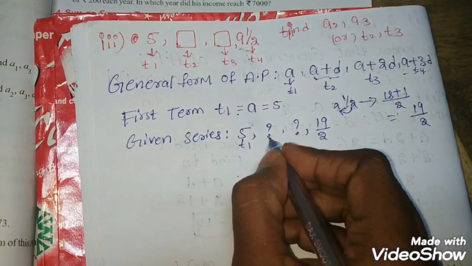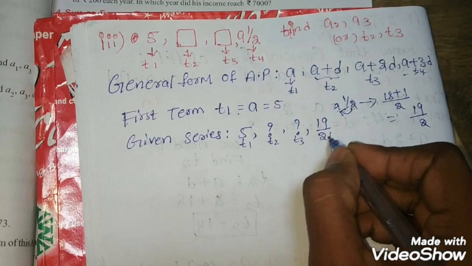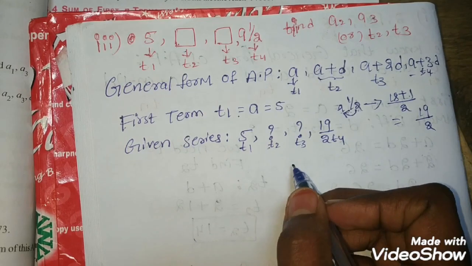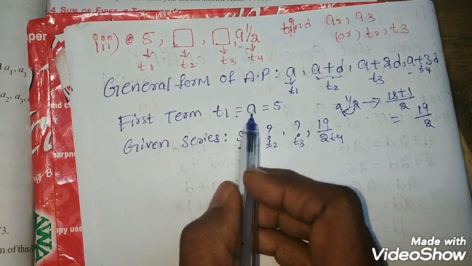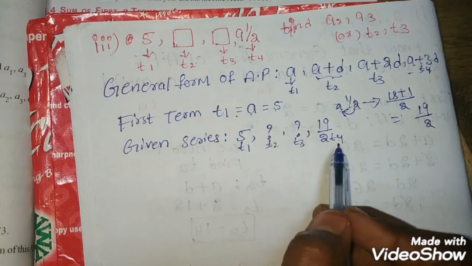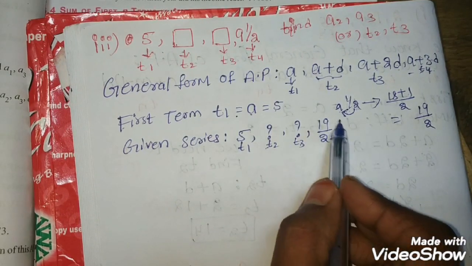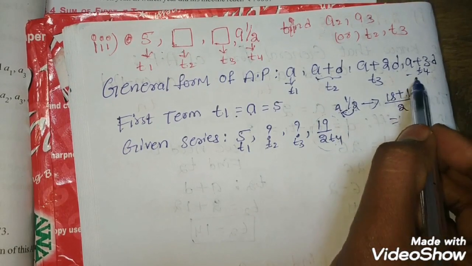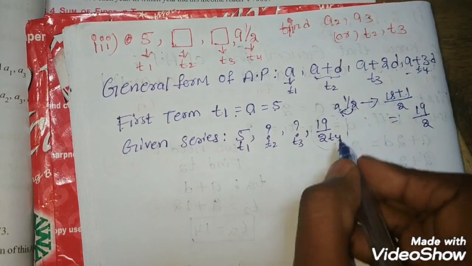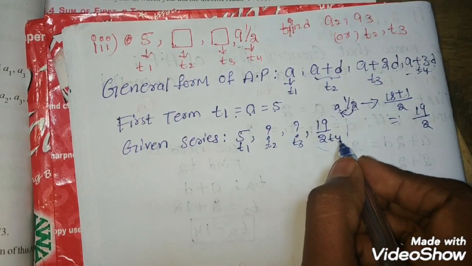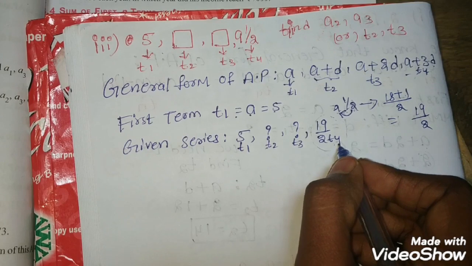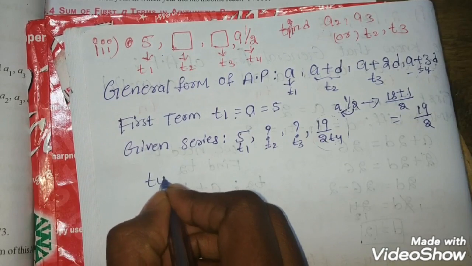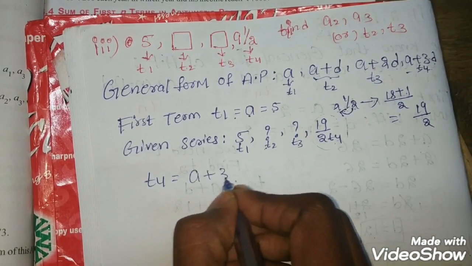So this is term 1, term 2, term 3 and term 4. What we need to find? Term 2 and term 3 we need to find. How do we find them? Let's check. Already we know the first term, that is 5. And what is term 4 here? 19 by 2. What is the formula of term 4? A plus 3d. Just remember that if they ask term 4, the preceding number of 4 is 3. So A plus 3d is the answer. Write down here: term 4 is equal to A plus 3d.